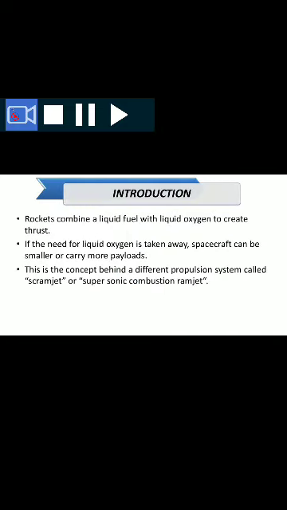Introduction. Rockets combine a liquid fuel with liquid oxygen to create thrust. Scramjet engines began as a different propulsion system. In this system, supersonic combustion is the ramjet. In the ramjet, only inlet air is used, and the scramjet engine gets inlet supersonic compression. If the need for liquid oxygen is taken away, the spacecraft can be smaller or carry more payload.